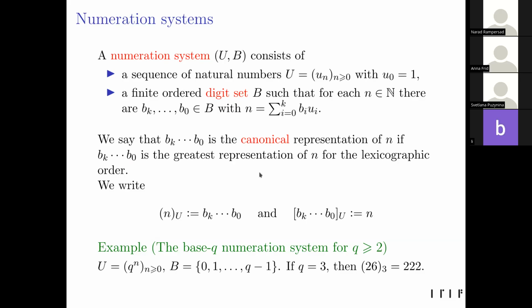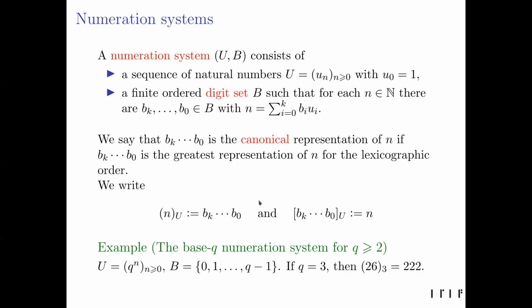The most classical one is the base Q numeration system for Q at least 2. In that case, the sequence is just the sequence of powers of Q: 1, Q, Q squared, and so on. The digit set is of course the integers from 0 to Q minus 1. For instance, for Q equals 3, the 3-expansion of 26 is 2, 2, 2, because 26 is twice 9 plus 2 times 3 plus 2. I think everyone knows this.